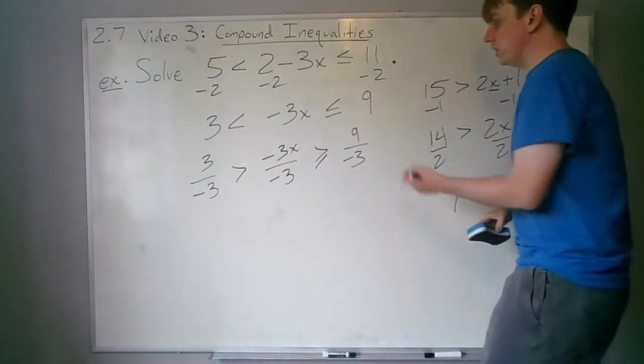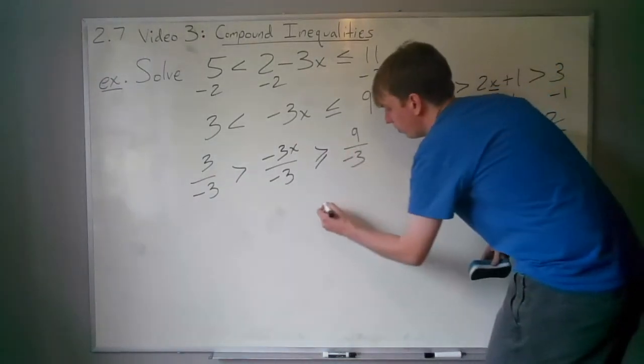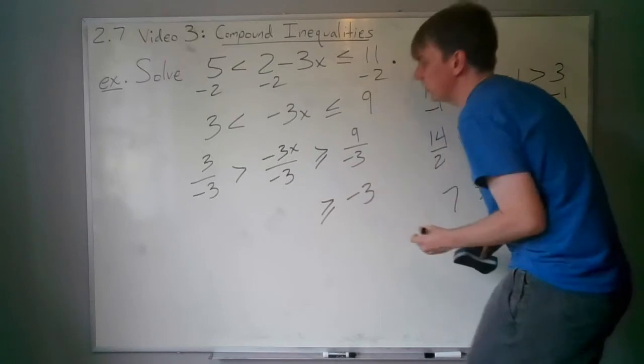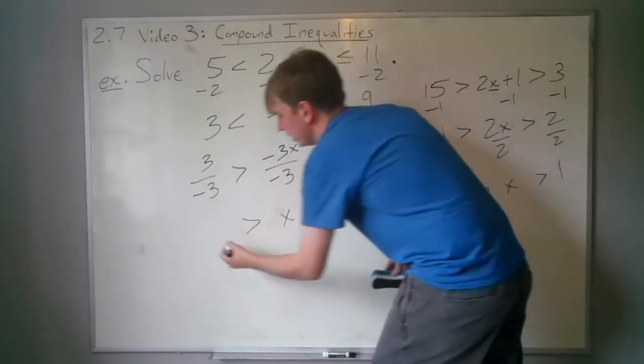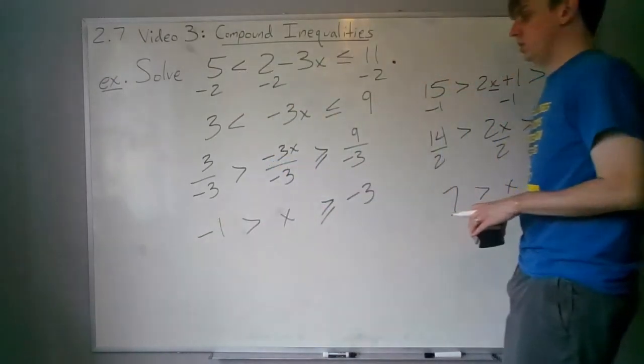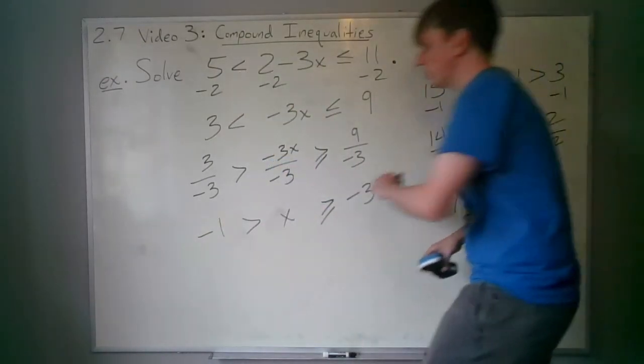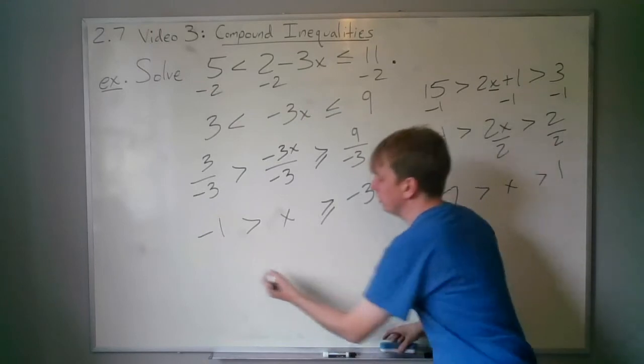Okay, at this point we can simplify a little bit. 9 divided by minus 3 is negative 3. Negative 3's cancel in the middle. And 3 divided by minus 3 is negative 1. And so it looks like our answer is numbers between negative 3 and negative 1.